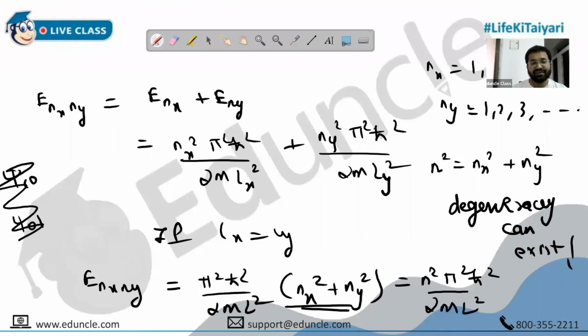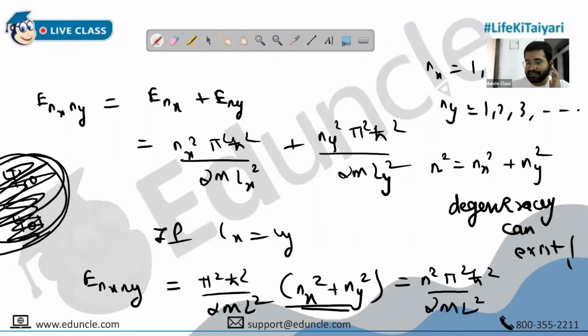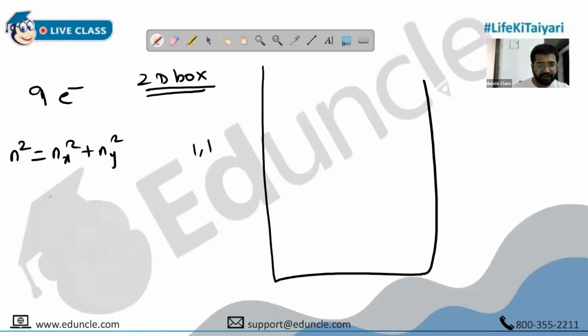Acha, that's what you were saying. So this was just a random example. I just wanted to explain degeneracy, but yes, 0 is not allowed. Absolutely, it's not allowed in these boxes. So the minimum value is 1 1. So that's non-degenerate, 1 square plus 1 square. So I can say n square value is 2. This is our ground state.